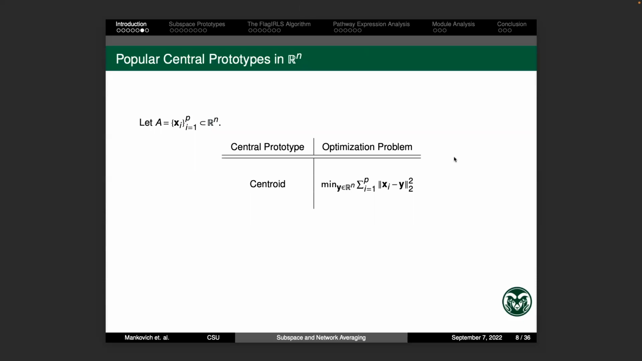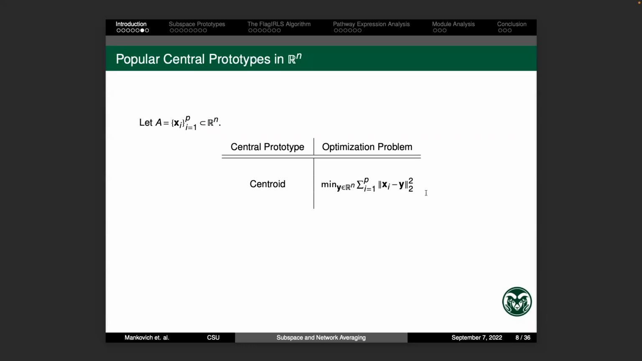So the first one is the centroid. This is like the generalization of the mean. It's just a vector in R^n that minimizes this cost function here, which is just the sum of the squared distance between each one of the points and your prototype. So the centroid really is the solution to this problem.